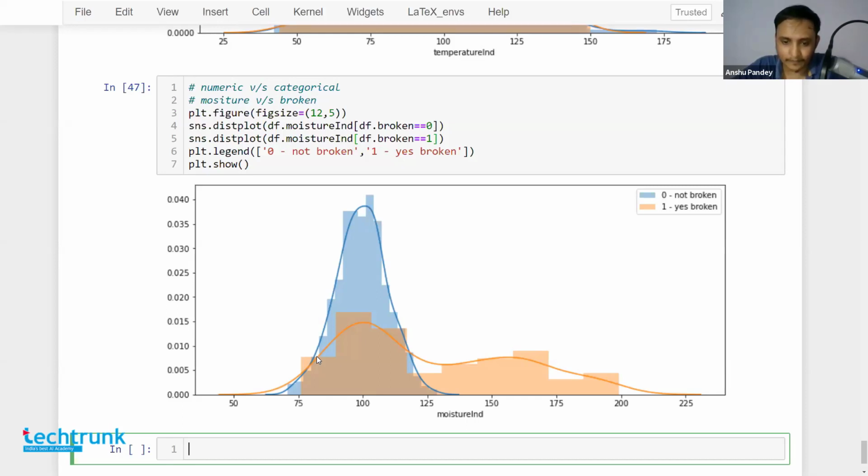Right. Are we all good so far here? Right. So moisture seems to be an impacting factor. I hope all of you agree on that point. So moisture seems to be an impacting factor and seems to be an important attribute to say why machines are getting damaged.